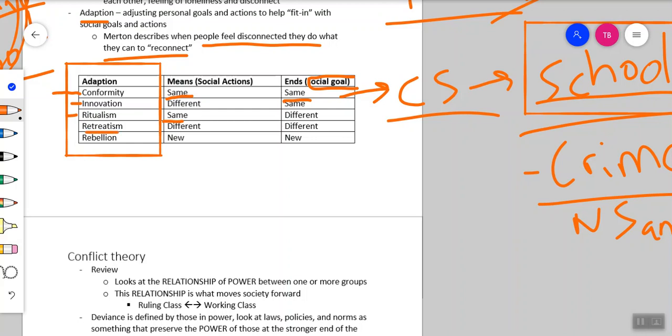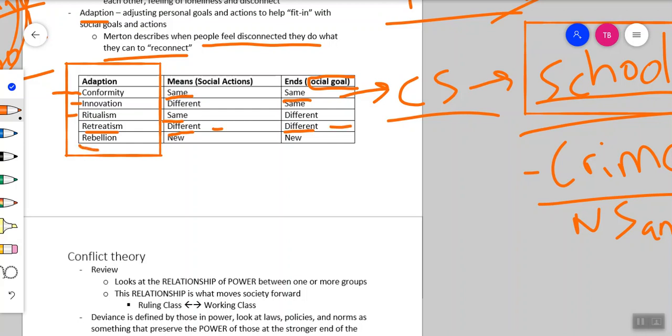Another one might be something like retreatism. Maybe think of that classic example of somebody who is just tired of it all. Different actions, different goals. Maybe they go live up in the mountains in a cabin, or go live out in the desert in a cabin, away from everybody. So they have different actions and different goals.